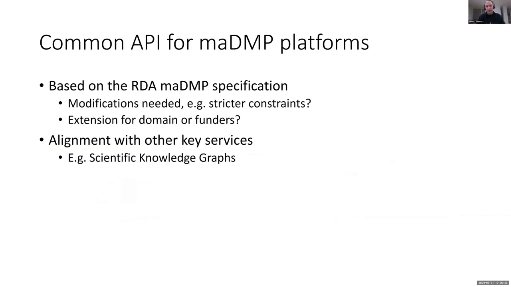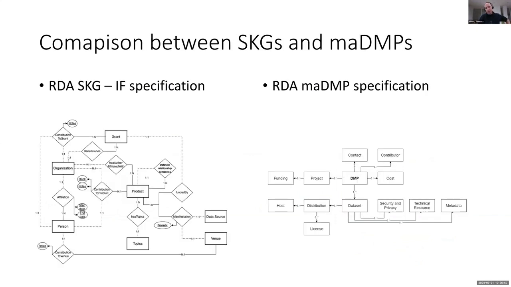How can we make this work? This is to be discussed, but we also have to observe developments in other areas, not only within the DMP domain. I have here a slide showing a specification of scientific knowledge graphs and the RDA maDMP specification. On the left-hand side, you can see an output of the RDA Scientific Knowledge Graph Interoperability Framework specification, which was produced by the respective working group at RDA. And without going into the details, it shows that knowledge graphs model information about grants, organizations, products, persons, data sources, and so on.